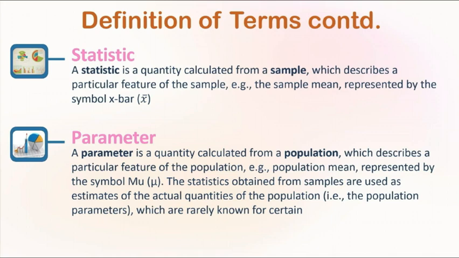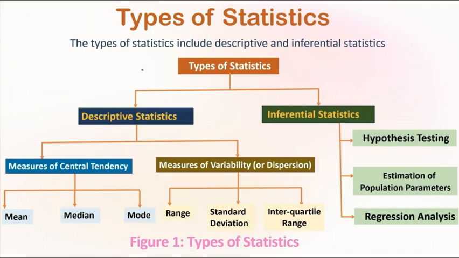The statistics obtained from samples are used as estimates of the actual quantities of the population, i.e., the population parameters, which are rarely known for certain. Now that the key terms have been defined, let's examine the types of statistics. The types of statistics include descriptive and inferential statistics.